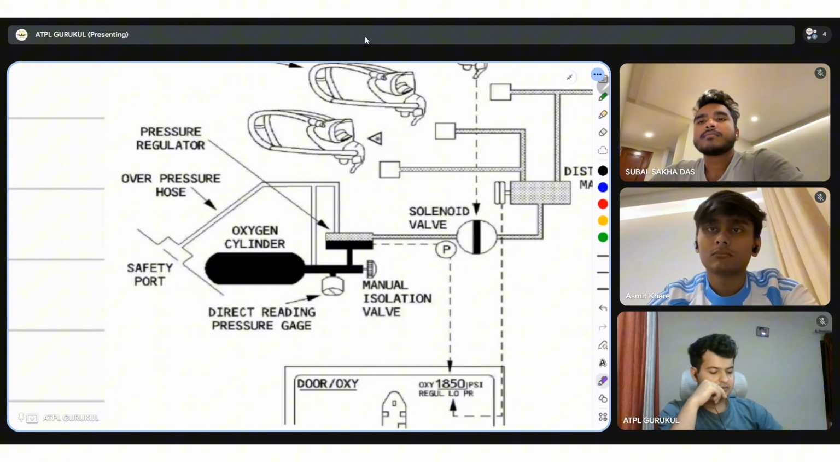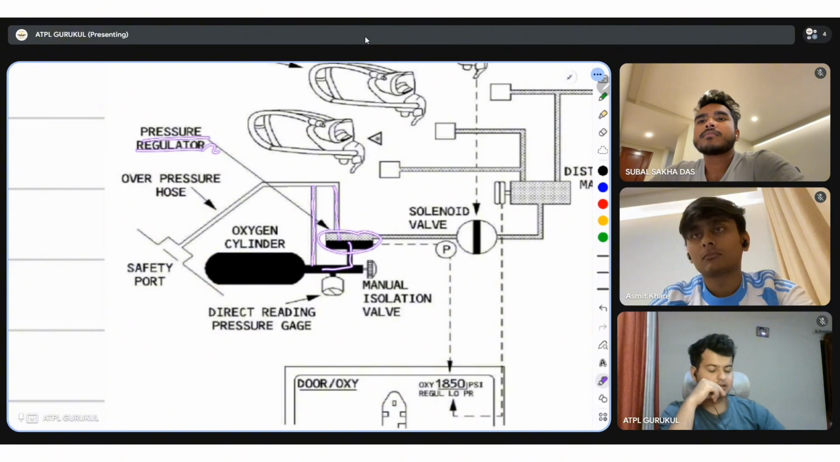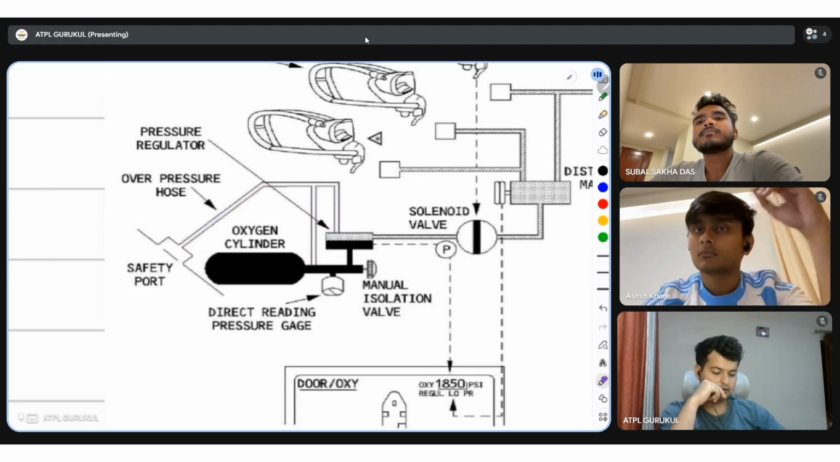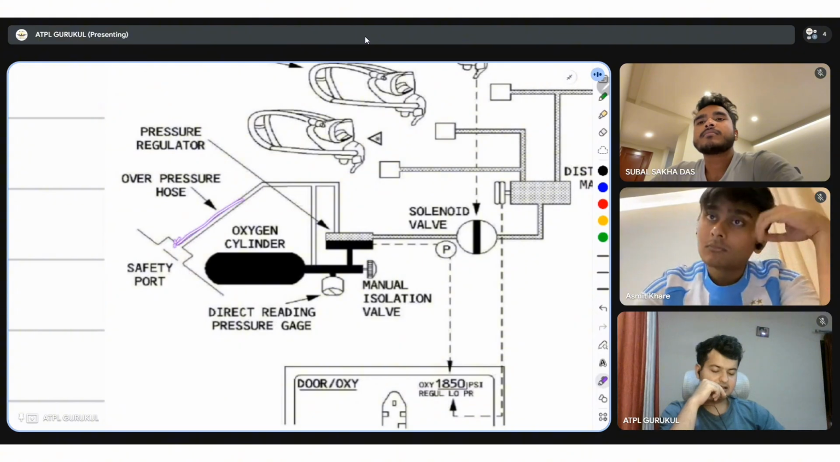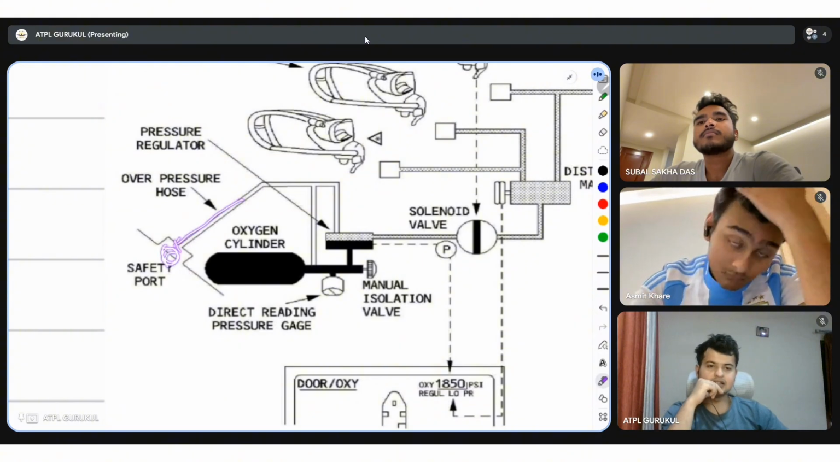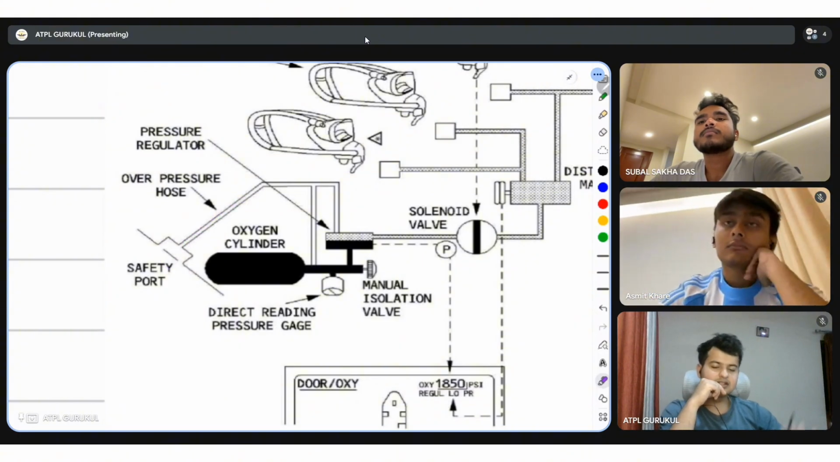Perfect. Now you have an overpressure duct over here. Air is going through this pressure regulator. At both places, on the direct cylinder and on the pressure regulator, we have an overpressure discharge hose which is discharging any sort of overpressure with the help of a safety port. When this actually gets discharged, there is a disc which is green in color which gets burst.